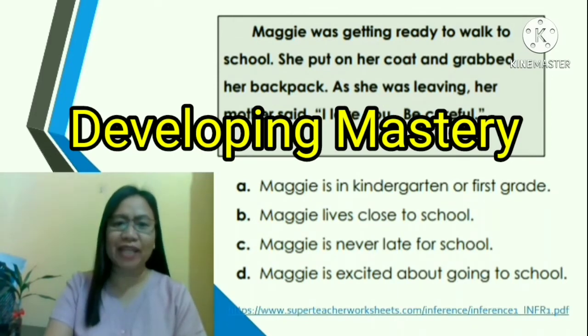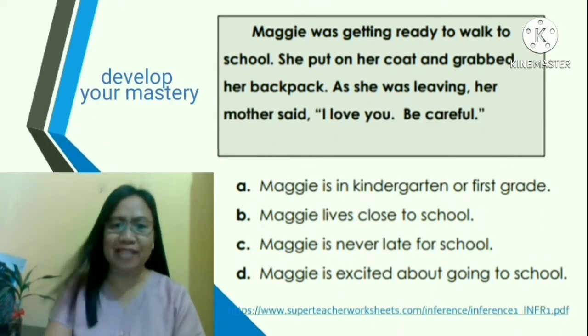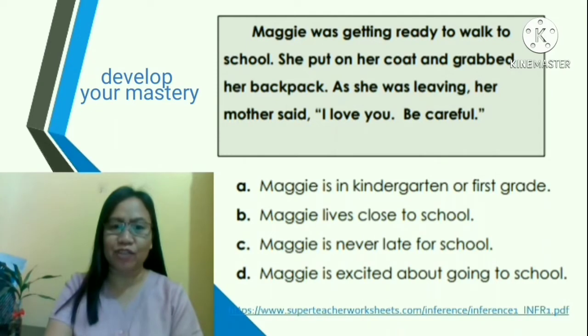Now that you have already understood what general ideas and specific ideas are, I want you to develop mastery on citing evidence to support a general idea. Remember, this evidence is the specific or the supporting details. Try this one.